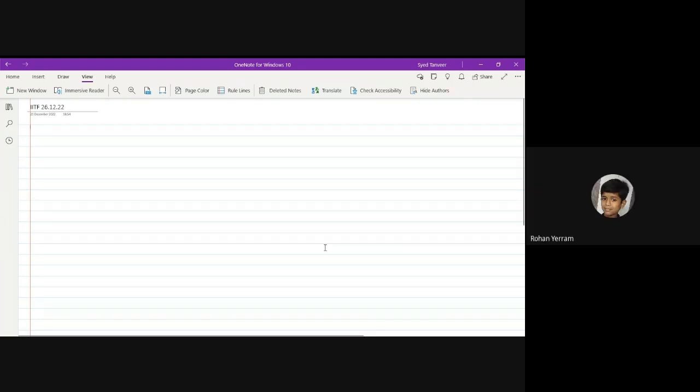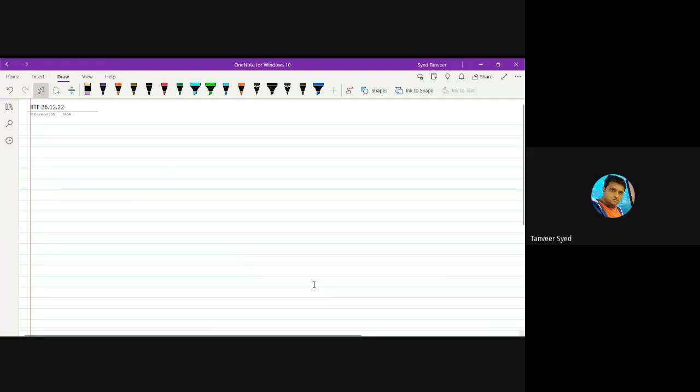Sir, in chat, Avani asked to explain the third question of the question paper. No, the question paper we will not discuss today. Some students have not yet taken the exam. After they take it, we'll do that.